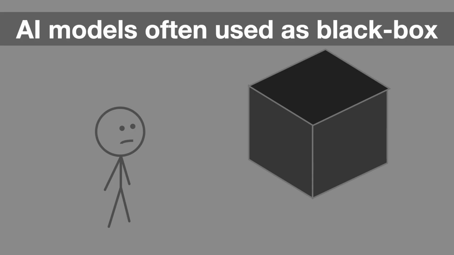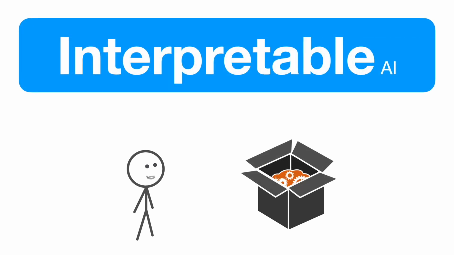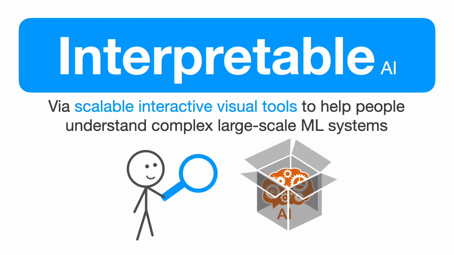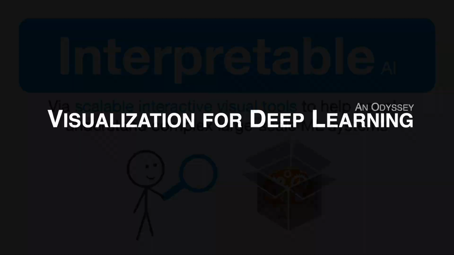We don't think that we should treat these models as black boxes. Rather, what we may want to do is to make them a little bit more translucent. We call it interpretable AI. So our main idea is to develop scalable, interactive visual tools to help people understand these complex large-scale machine learning systems. And that brings us to today's topic, which is visualization for deep learning, which is all about what we do in interpretable AI. And I call it an Odyssey because it actually started way back in the summer of 2016.